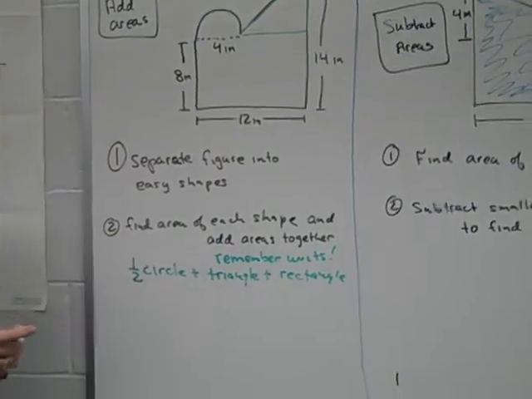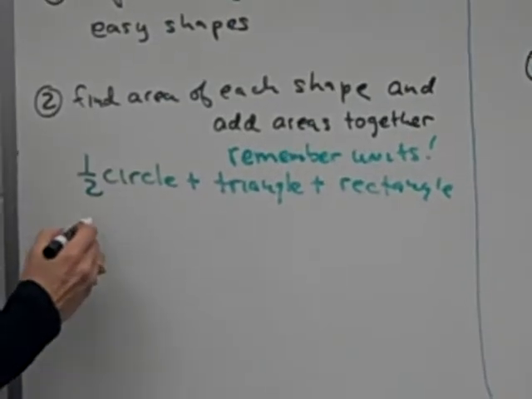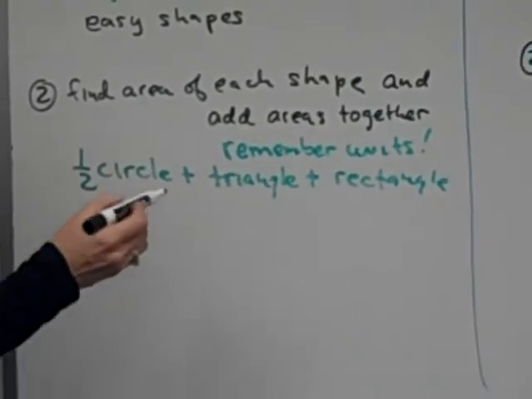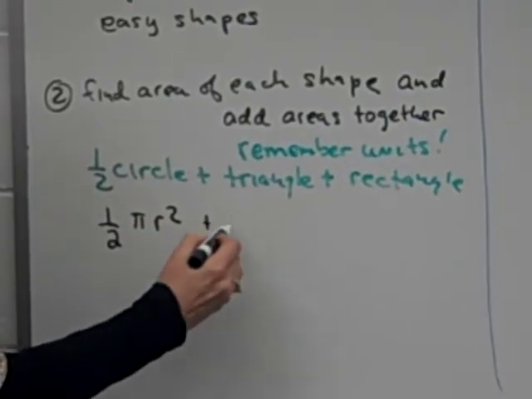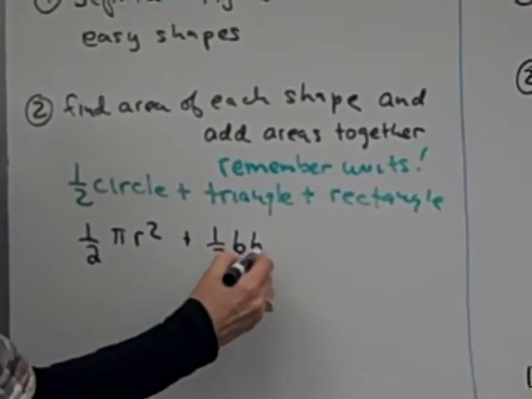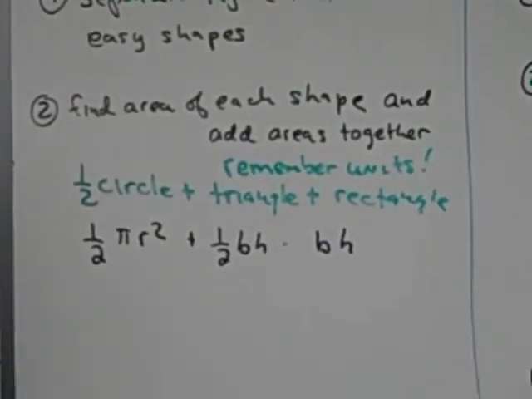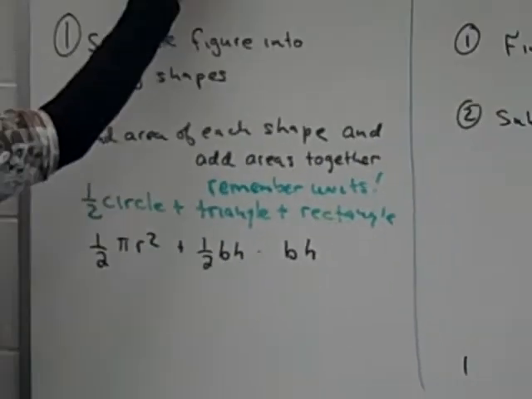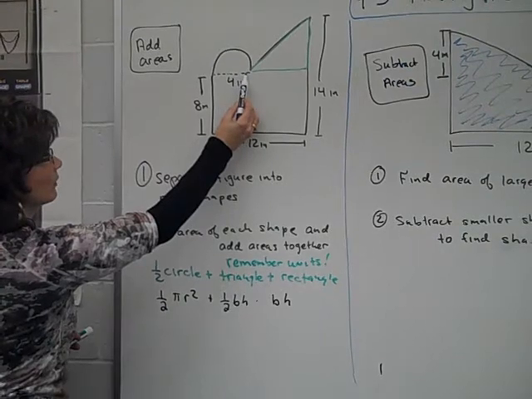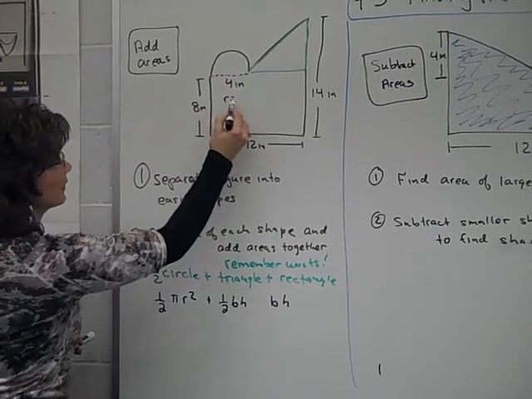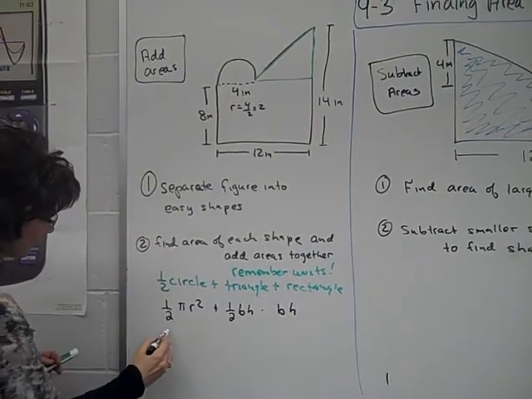Start right out by writing down what you're going to find. Now I'm going to plug in formulas. I've got 1/2, and my circle area formula is pi r squared. My triangle formula is 1/2 base times height, and my rectangle formula is base times height. Now, coming up here, I see the diameter of this circle is 4, so the radius is 4 divided by 2, or 2, and I plug it into my formula.